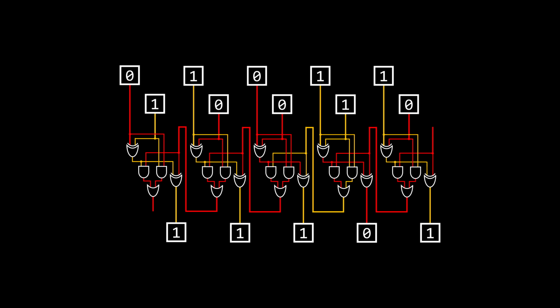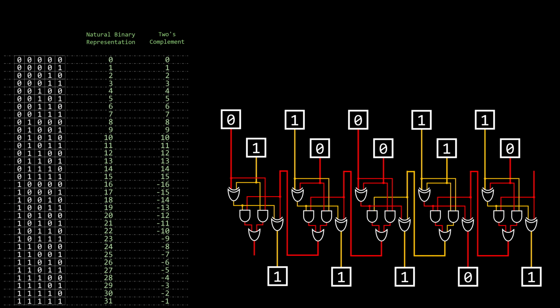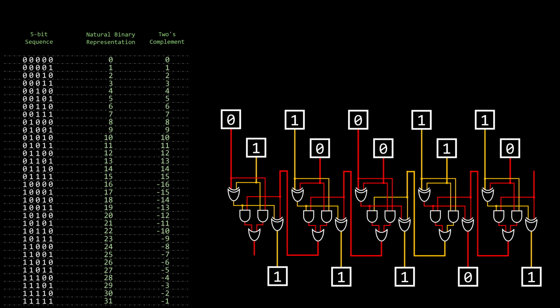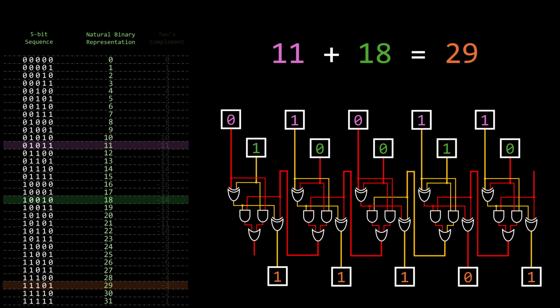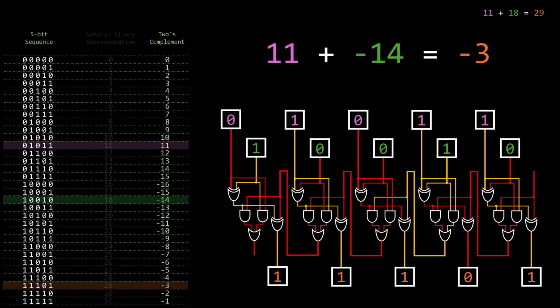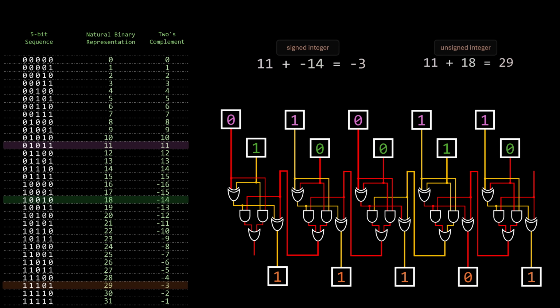Let me show you. When we pass 2-bit sequences into this circuit, the result is valid regardless of whether we interpret those sequences as unsigned or signed integers. Here, for example, if we interpret the inputs and output as unsigned integers, the circuit performs the operation 11 plus 18 equals 29. That result is correct. But if we interpret those exact same bit sequences as signed 2's complement integers, the operation becomes 11 plus minus 14 equals -3, and that result is also correct.